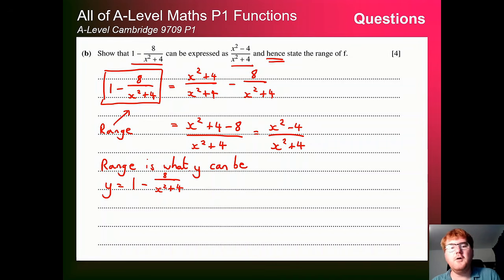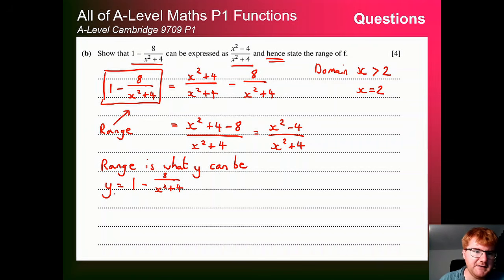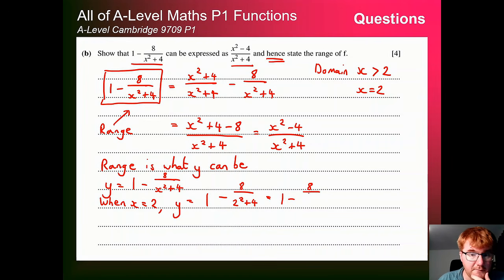So we want to consider what y can be. Remember though, in the domain that we're given in the start of the question, x must be greater than 2. So my approach to this will be, first of all, let's look at what x equals to actually makes. So if we work out when x is equal to 2, and we pop this in, so we get 2 squared plus 4, so 1 minus 8 over 8. Okay, so that's going to give us 0. So one end of our range, because we've looked at the extreme case, is going to be 0.